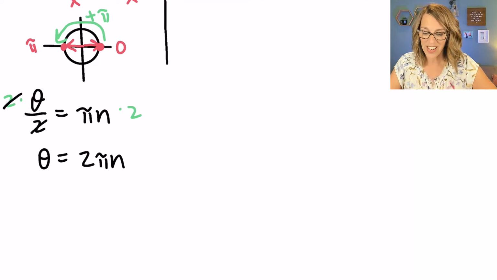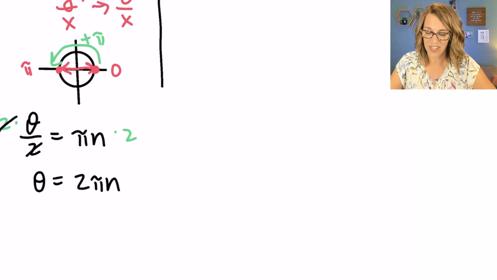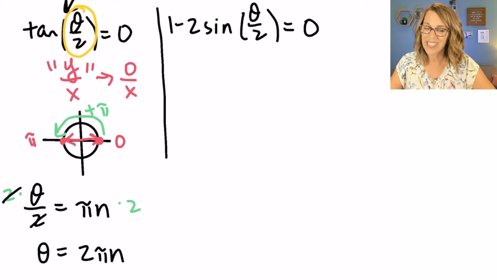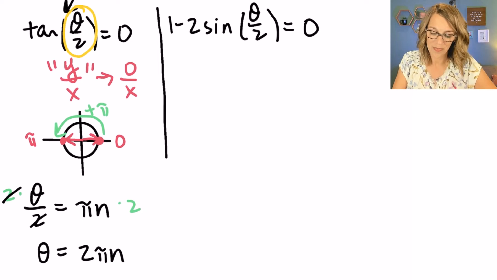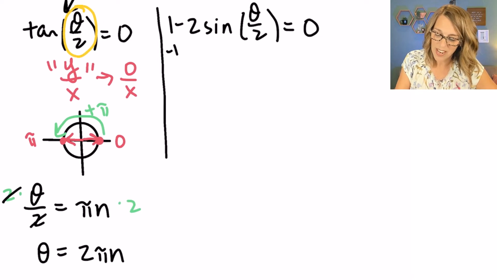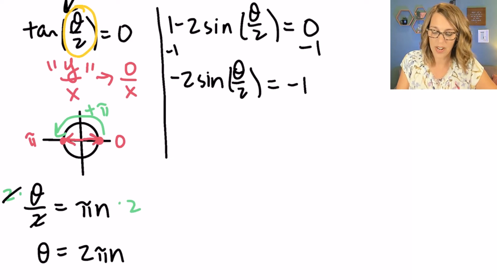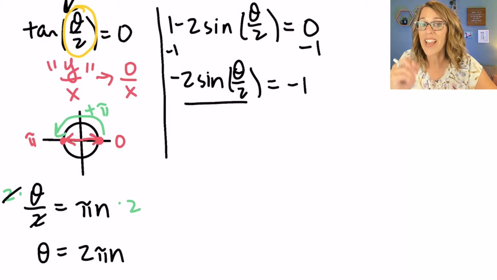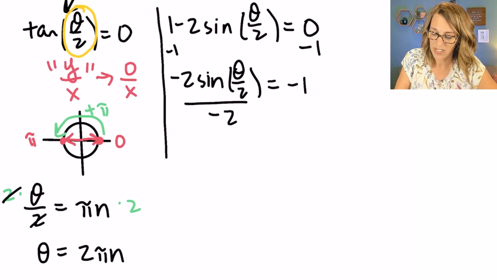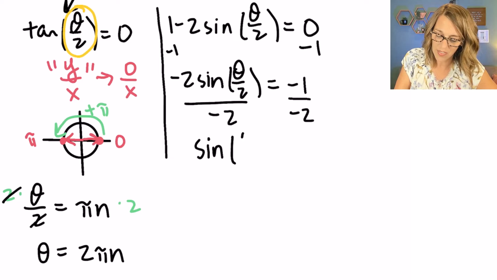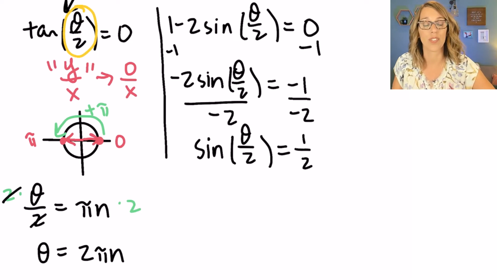Let's look at our other case that came from that second factor. Now in that other case, I have a little bit of solving to do. I'm going to bring that 1 to the other side by subtracting that 1. So I get negative 2 sine theta divided by 2 is equal to negative 1. I'm going to divide both sides by that negative 2, and I get that sine of theta divided by 2 is equal to positive 1 over 2.